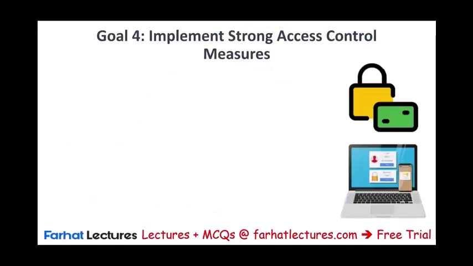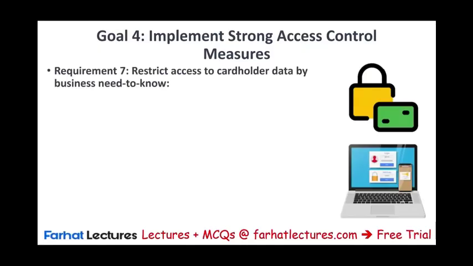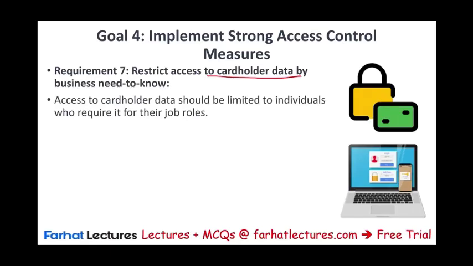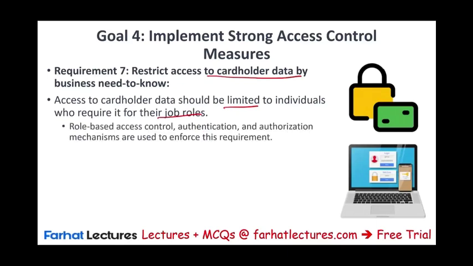Goal 4: implement strong access control measures. Here we're talking about physical measures: restrict access to cardholder data by business need to know only. So don't let anyone access this information. Access to cardholder data should be limited to individuals who require this data to do their work. Here you have to use what's called role-based access control. Authenticate those individuals, make sure that they are who they are supposed to be, and use an authorization mechanism. They're supposed to access only what they're supposed to access.